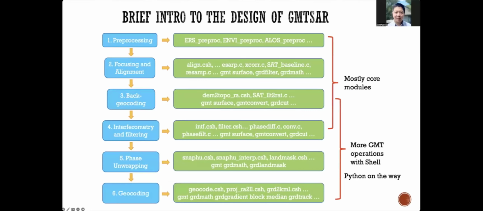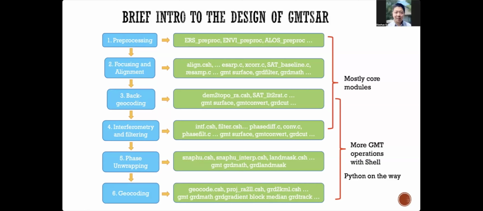Okay, here's a diagram of the design of GMTSAR. The entire processing chain is divided into 6 steps. We're going to go over them one by one. So the very first step is called pre-processing. The objective for this step is to convert the incoming data from different space agencies into a format that can be recognized by the software, which is a generic format for the software.